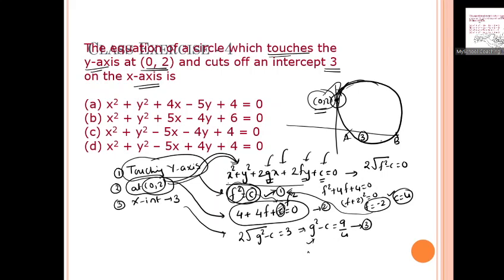Now you need to get g. So g square is equal to 9 by 4 plus c, that is 9 by 4 plus 4. Okay, that is equal to 25 by 4. So g square is 25 by 4. So g is equal to how much? Plus or minus 5 by 2. Okay or not? There are two possible answers for g. Okay. क्लियर है यहाँ तक?